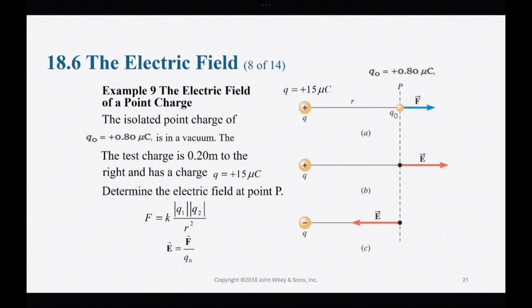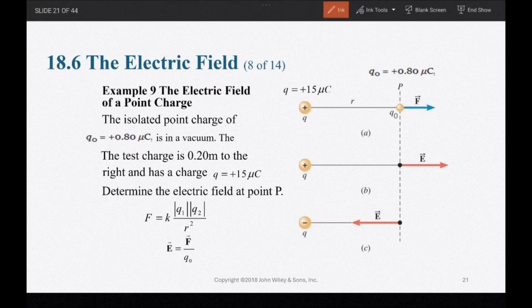Why? Because we need to find the force first. As you can see, although they are not separated, this one is isolated, but we have the two charges here and we have the distance. And we need to determine the electric field at point P. So for us to be able to get this, we need to look for the force.